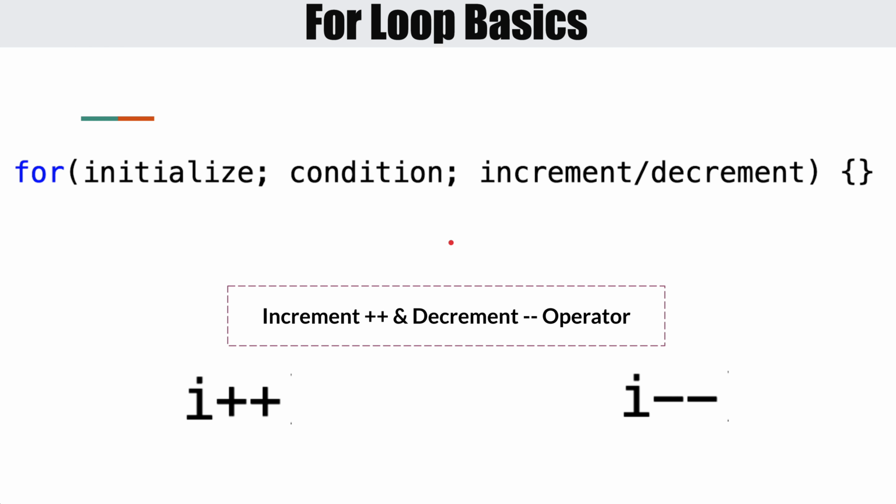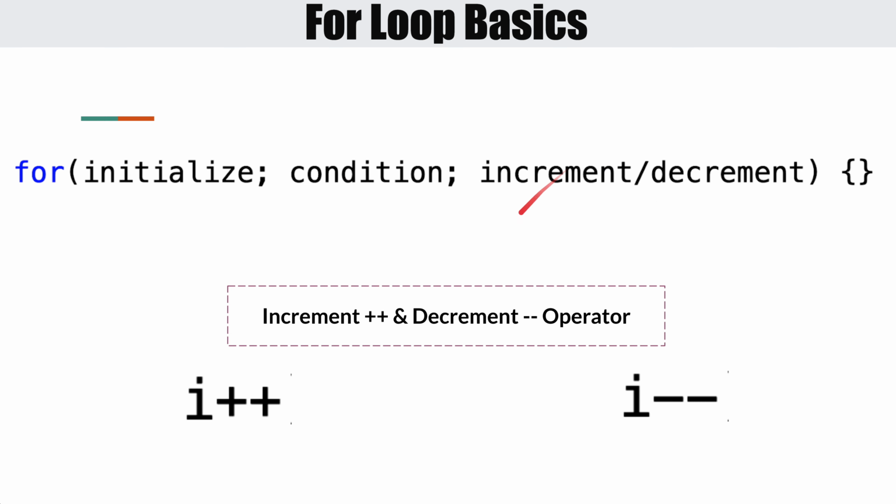Okay, so how do we actually make a for loop? You need to do three things. You need to initialize a variable. You need to set a condition. And this condition is very important because your for loop will not stop looping until this condition is false. So as long as this condition is true, it'll run. And then you need to increment or decrement.